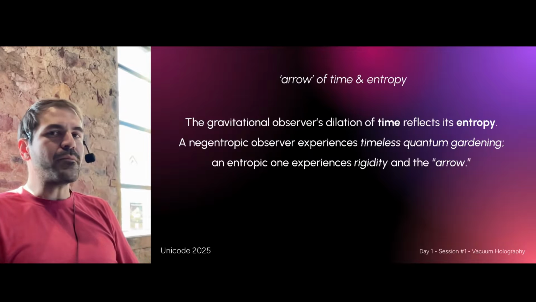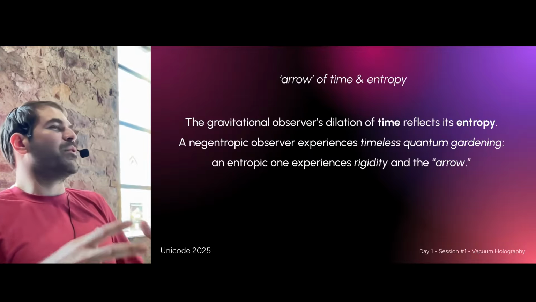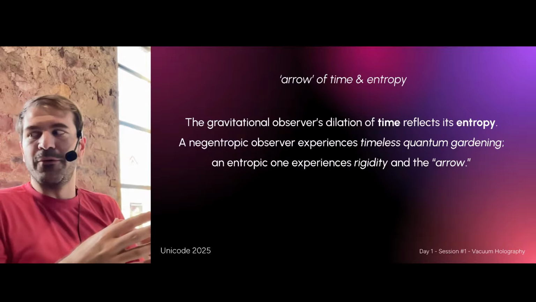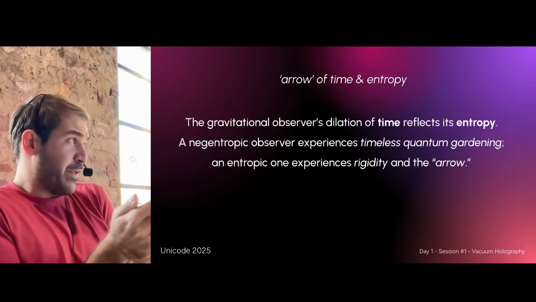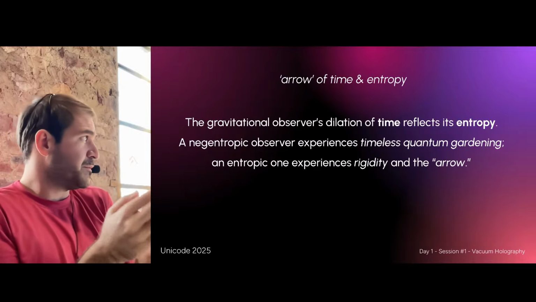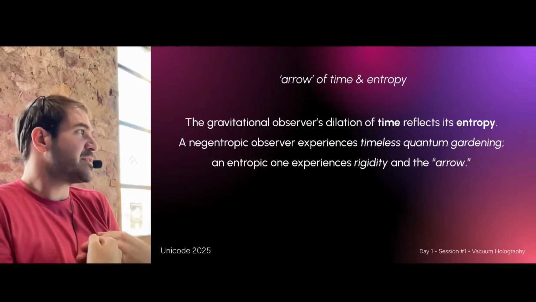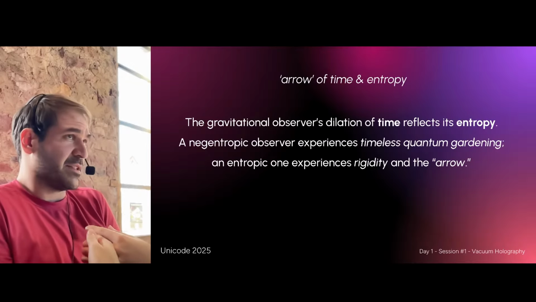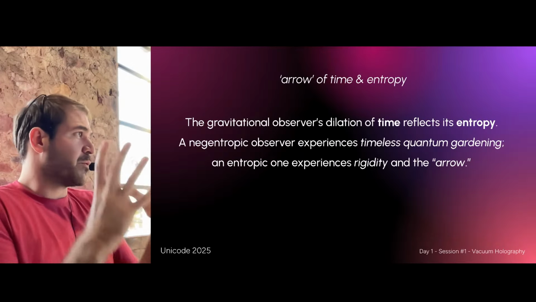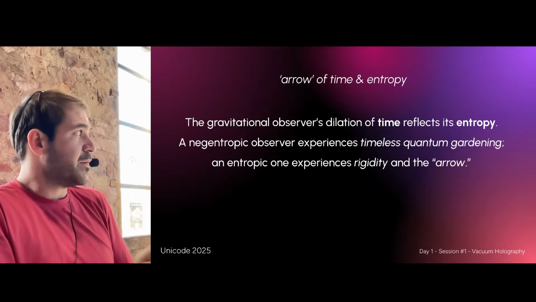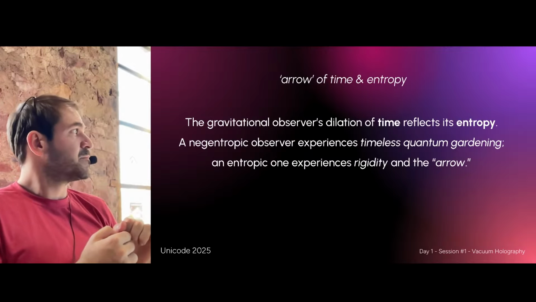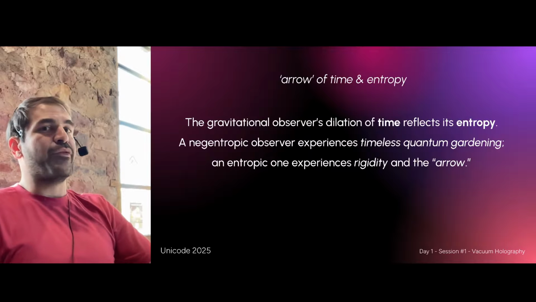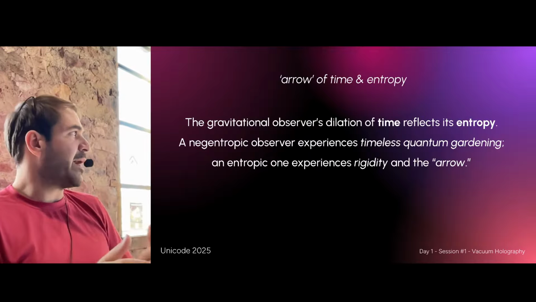But the thing is that when the gravitational observer itself becomes the infinite source, then its nature of time and space are based on its quantum state. They're based on its level of entropy. So your literal dilation of time, your literal assumption of distance, those things are reflected by its level of entropy.